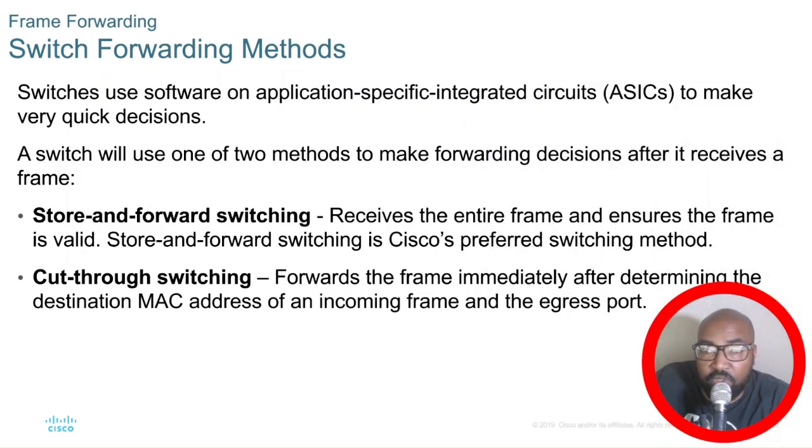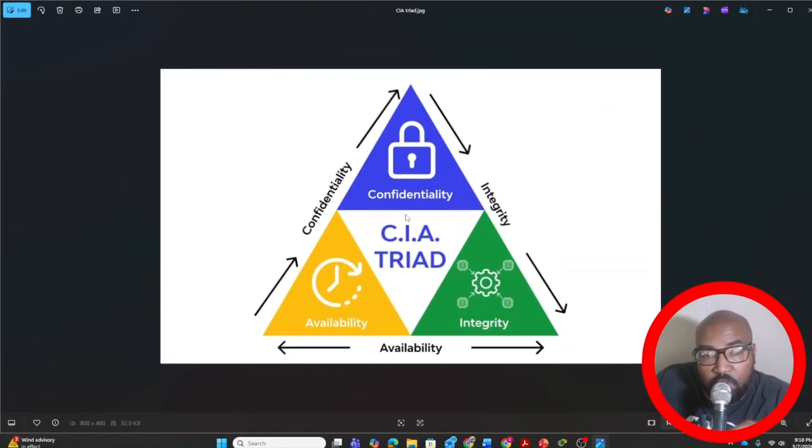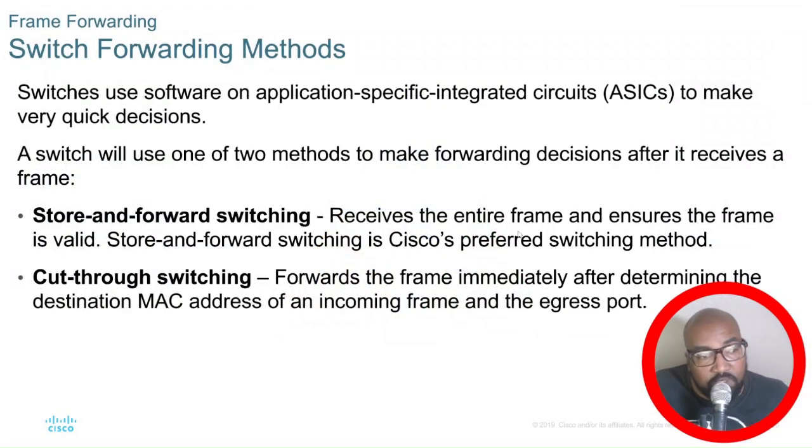So let's take a look at this here again. Store and forward switching receives the entire frame and ensures that the frame is valid. So I ask you, if we want to make sure that the frame is valid, what part of the CIA triad does this affect? And if you said integrity, you are absolutely correct, because that is the correct answer, integrity.